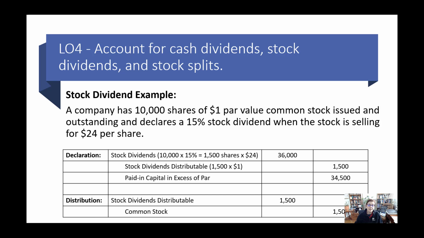Now, when the dividend is distributed, this amount here, the stock dividend distributable, just goes into common stock. So they debit the stock dividends distributable and they credit common stock. Why can't they just credit common stock here? Well, remember, there's a time lag between the time that the dividend is declared and the time when the dividend is actually distributed.